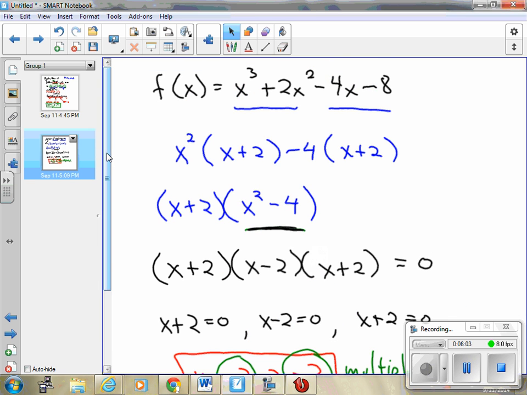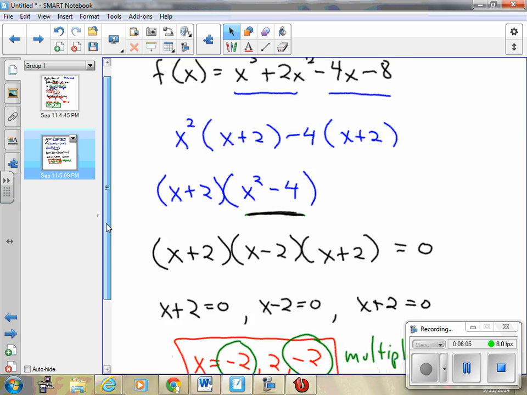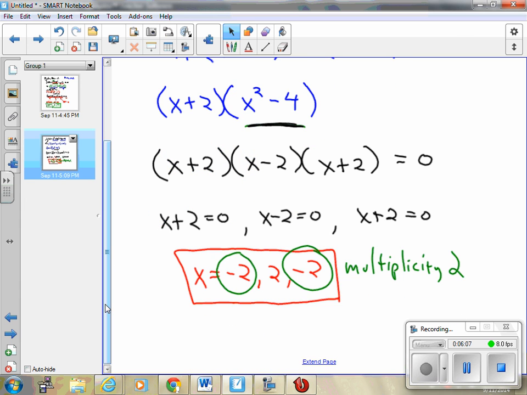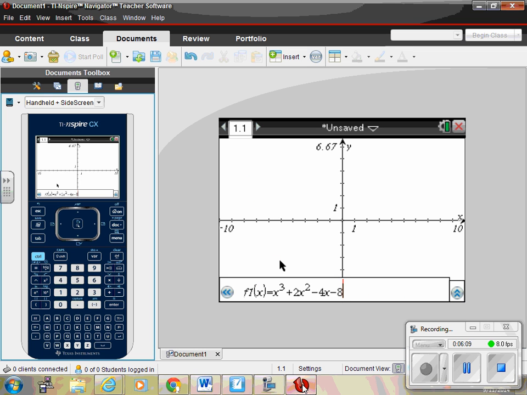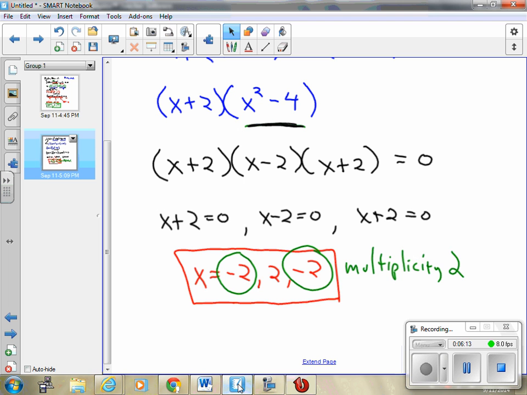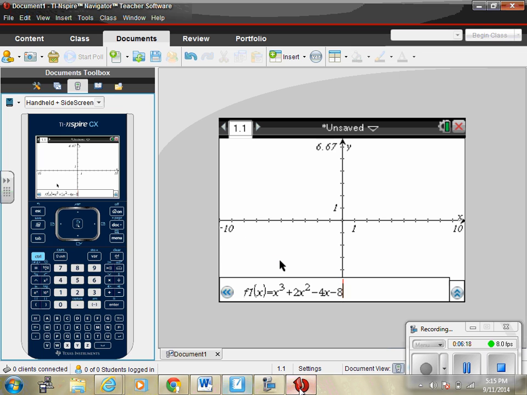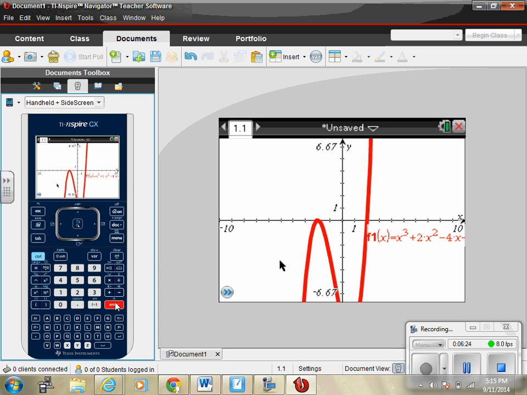So I want to go to the calculator for a minute. I'm going to take this equation, this last one that we did here, this f of x, and I'm going to show you the graph of it just to give you a preview of what we're going to be seeing here with regards to the graph. Now this previous equation had a 0 at negative 2 with a multiplicity of 2, and I want you to see how that appears when we go ahead and graph this thing.